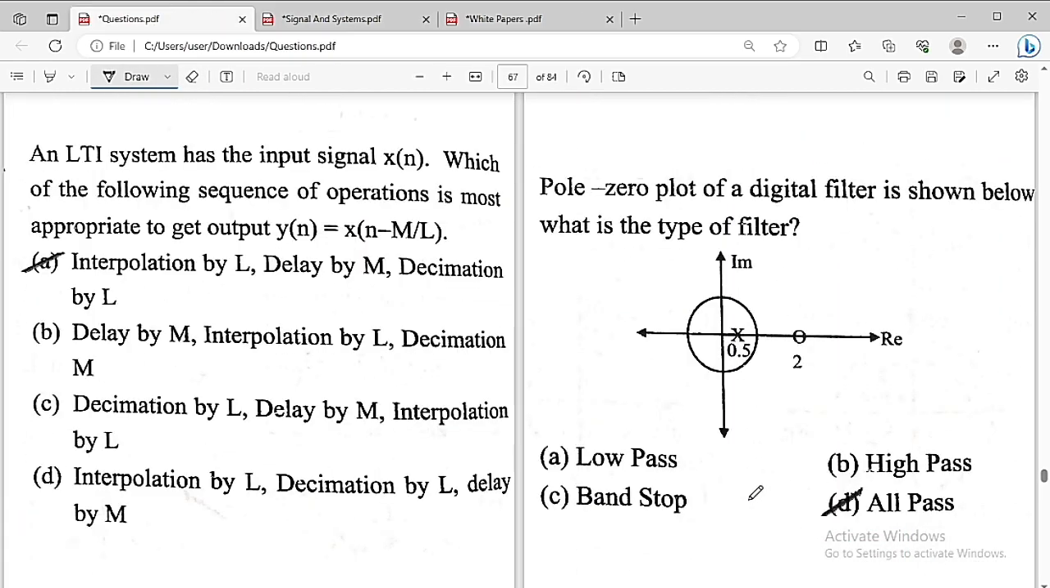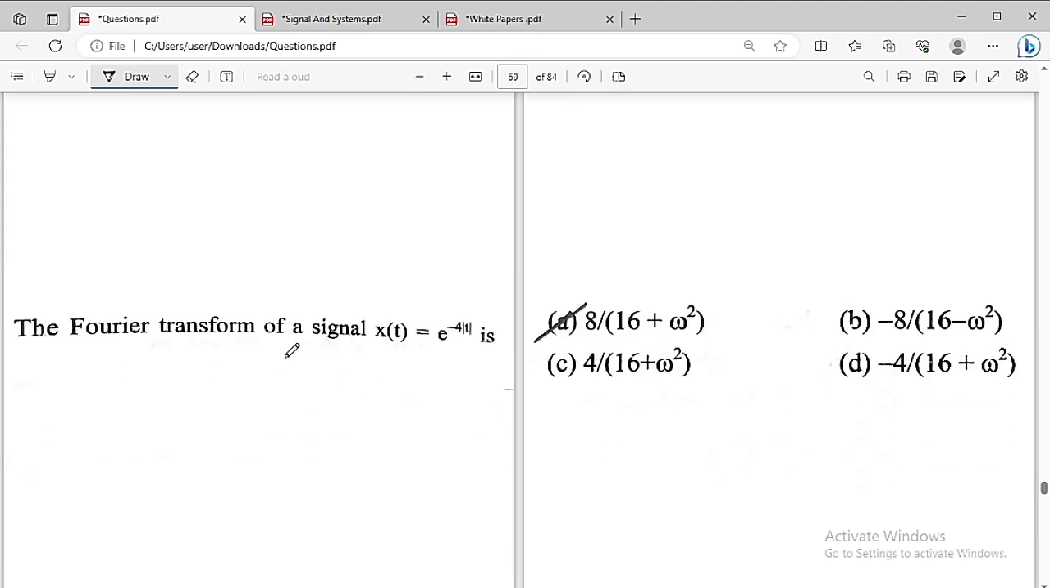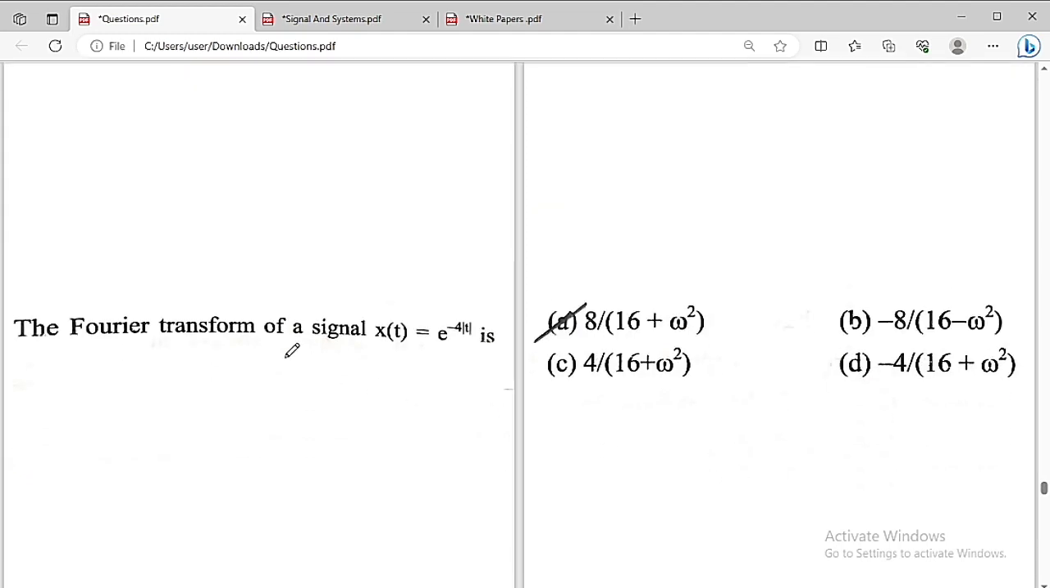Now let's go to another question. See the question here: the Fourier transform of the signal x of t equal to e to the power of minus 4 into mod t will be what? Basically, they are asking what the Fourier transform of the signal x of t, which is e to the power of minus 4 |t|, is. For this signal, we need to figure out the Fourier transform.